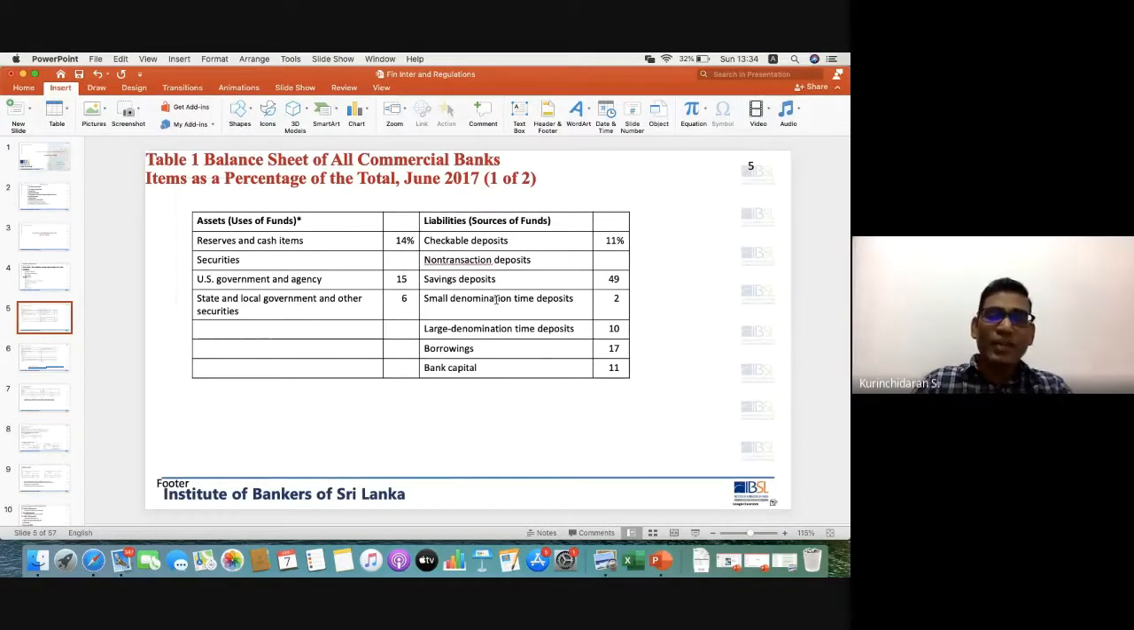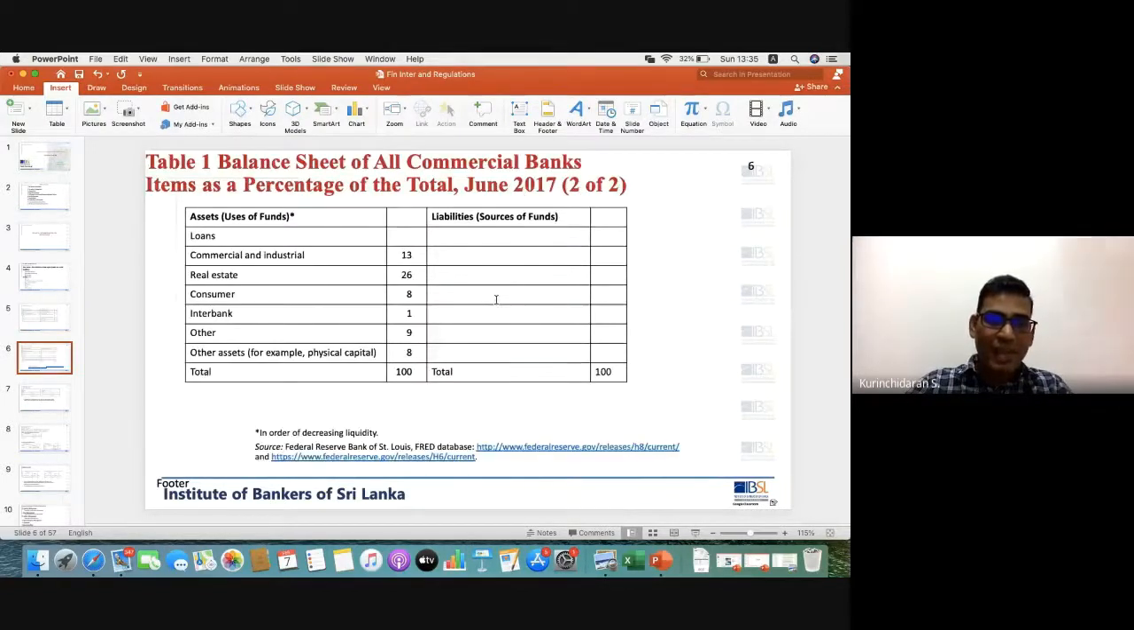And you can see the liability side. Checkable deposits, that's a current account, is only 11%. And you can see non-transaction deposits: savings deposits 49%, small denomination time deposits 2%, large denomination time deposits 10%. So the non-transaction deposits are huge. And you can see borrowing is 17%, and bank capital is only 11%. So now you can see the balance sheet pattern, right?